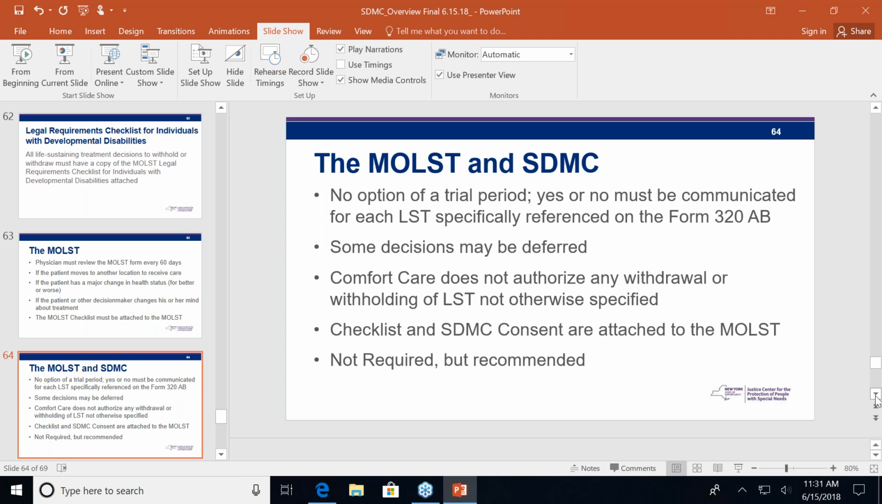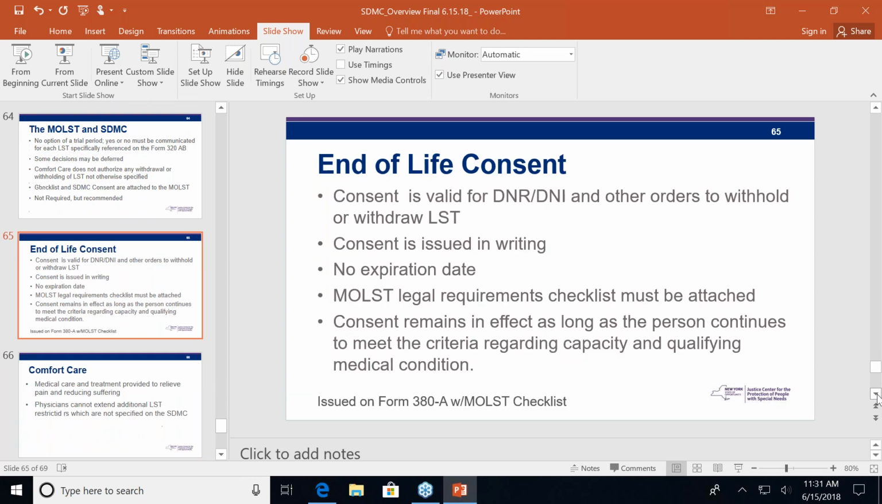This is very important. We've had 3 objections from MHLS within the past year, and it's basically been because Comfort Care was included on the decision, but when the physician was completing the MOLST, Comfort Care was extended to include things like withholding fluids or things that weren't specifically agreed upon in the consent. So, and again, the MOLST is not required, but it is recommended. It is a best practice to have the MOLST.